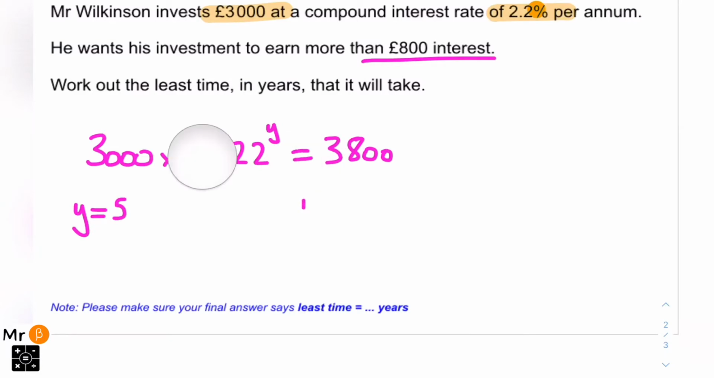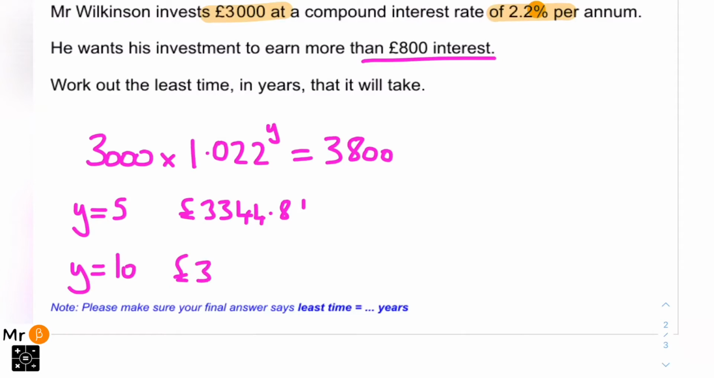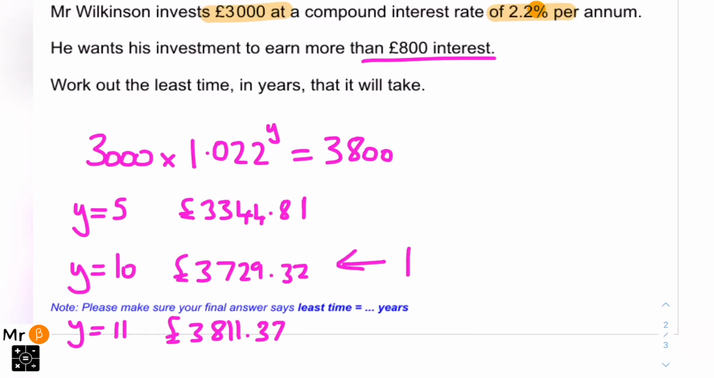This gives us an answer of 3,344.84. That's too low, so let's try Y as 10. This is getting much closer, 3,729.32. So I'm going to try Y as 11. This gives us our answer of £3,811.37p. So you can clearly see here we did not have enough interest after 10 years. However, after 11 years, we did have enough. So therefore, our least time must be 11 years.